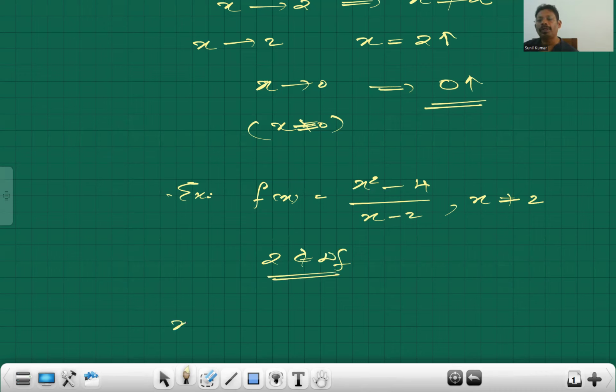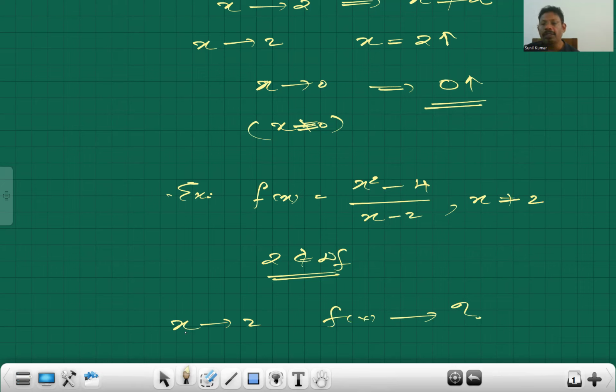Then what will happen as x approaches 2? What is the value of f(x)? That is the concern here. We want to check, whenever x approaches 2, where the graph will move. That is the main concern of limit: the graphical value, or as x approaches 2, where the graph lies. That way we can explain this.